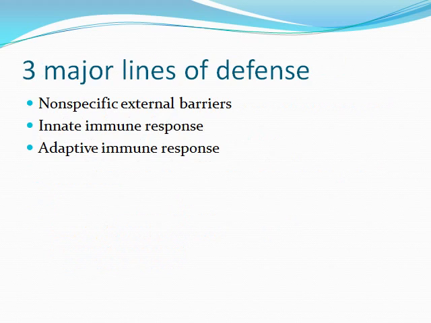So there's three major lines of defense. Once you have a pathogen that has entered your body in some way, your body's immune system works to fight off that pathogen. There's non-specific external barriers that we'll talk about. There's your innate immune response as well as your adaptive immune response.